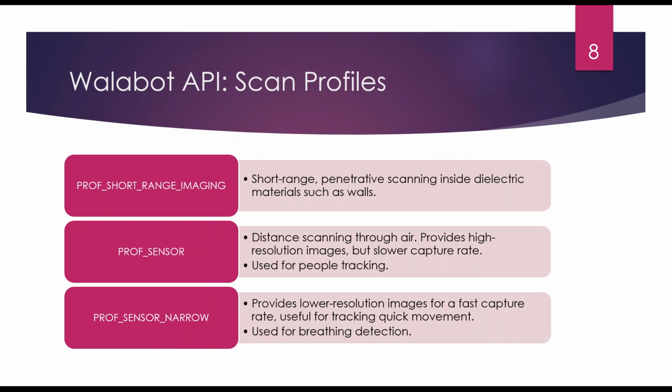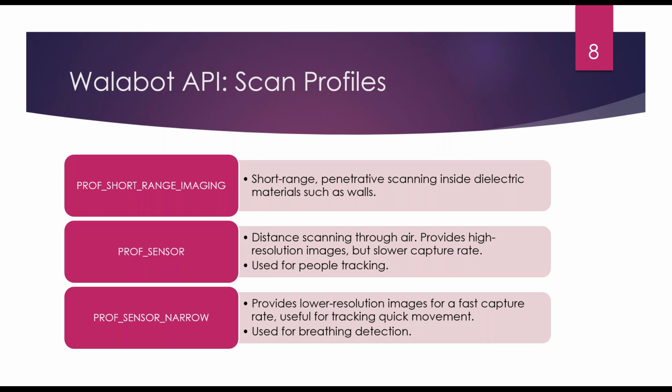So what I'm going to talk about now is our scan profiles. As I've mentioned before, you need to configure the Walabot before you start using it. The first thing that you want to configure is the scan profile that you want to use. As I've told you, we have three main capabilities of the Walabot: tracking, seeing into walls, and the breathing tracker. Those are divided into three different profiles.